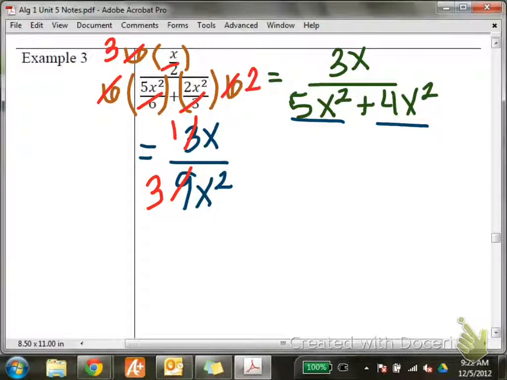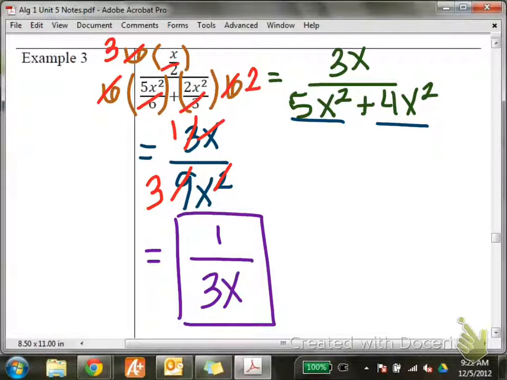Then I have x over x squared. Do those reduce at all? Yes, they do. How many x's reduce there? 1. That x reduces, and the x squared becomes an x. So what am I left with? 1 over 3x. Remember, you have to include the 1 in the numerator. Whatever's left in the denominator stays in the denominator. Okay? All right, last example.